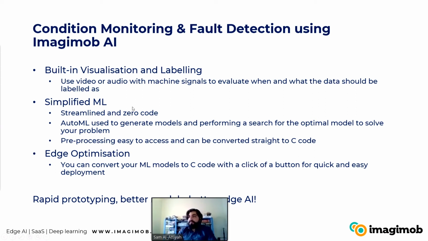This means that as soon as you collect data, you can put it in, label it, use the auto ML to generate some models, and then assess how it performs. And if you want to squeeze out extra performance, then you have the pre-processing ready to go. And finally, if you want to test it out on a product, we saw that it's just a simple click of a button to get some C code, and you can put that on a machine and see how it performs. So this leads to more rapid prototyping, better models, and better edge AI.